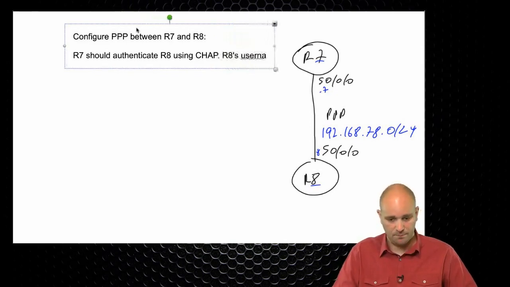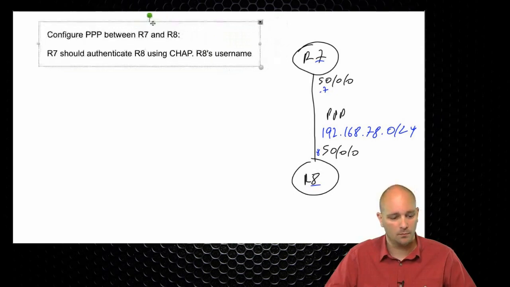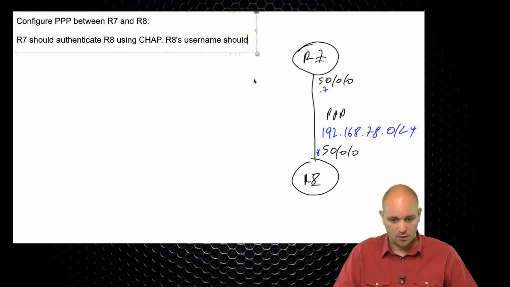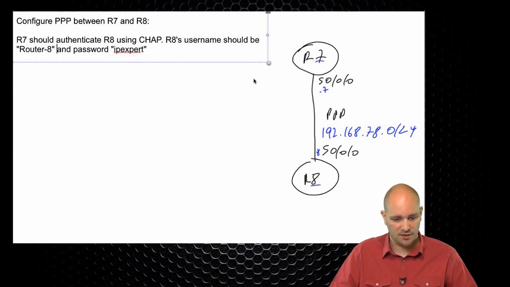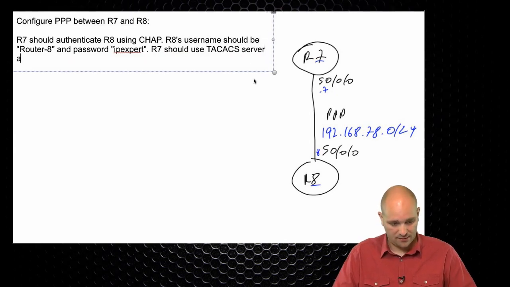R8's username should be router-8 and password IP expert. Let me add quotes here as well. And password IP expert. R7 should use a TACACS server, TACACS server at 1.1.1.1 with the key IP expert.